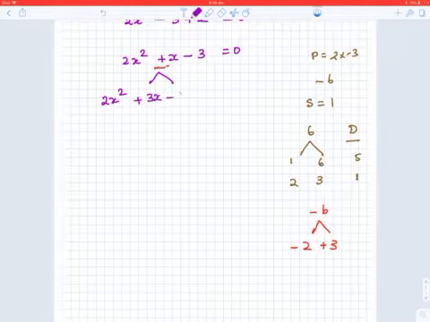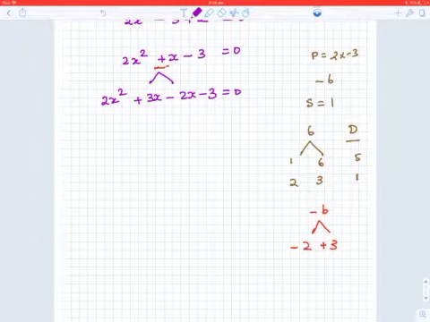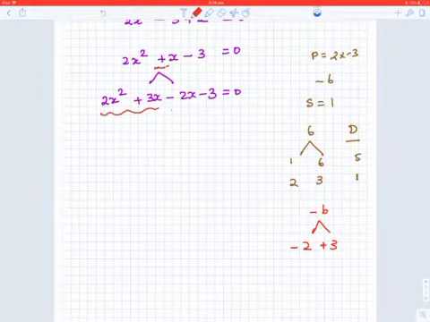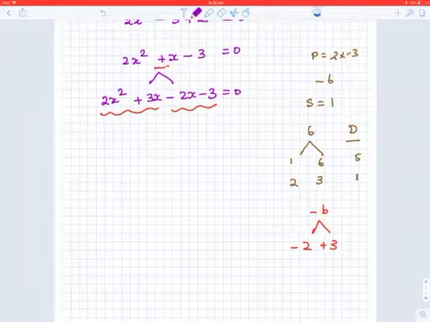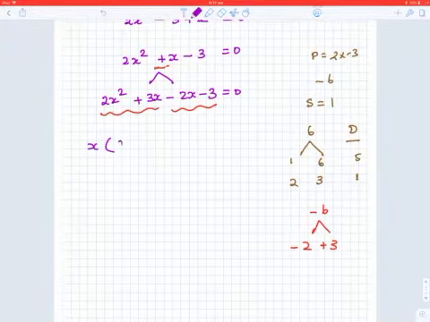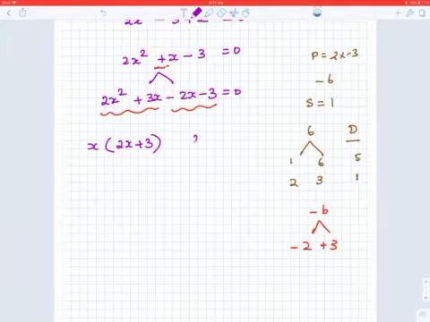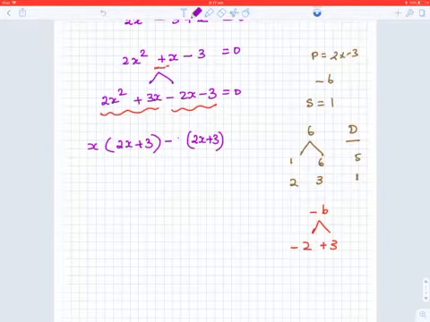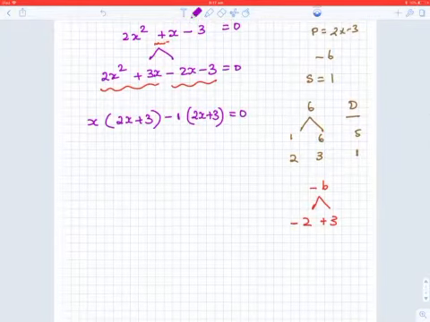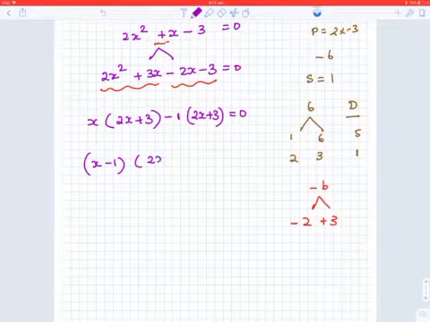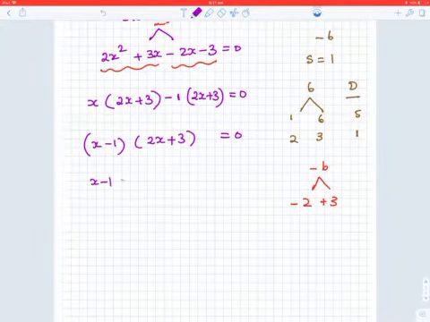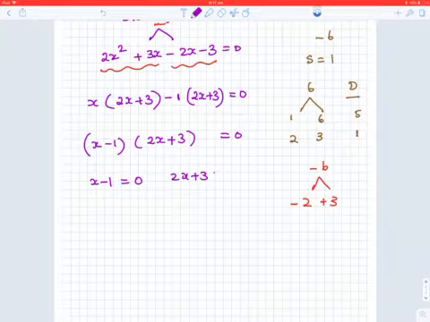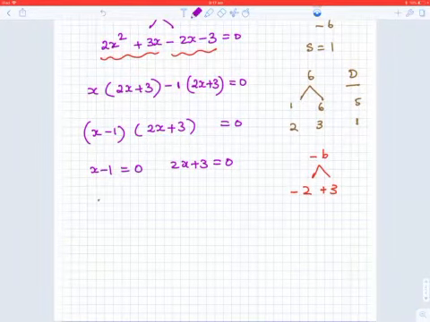So now the question is not finished. 2x squared, you are splitting the plus x as plus 3x minus 2x, minus 3 equal to 0. And then you're factorizing by grouping. If you do that, the first one you can take x outside, leaving 2x plus 3. Now you need to have 2x plus 3, only then we can take them out. So obviously you need to take minus 1 outside. So this can be factorized as x minus 1 times 2x plus 3 equal to 0.